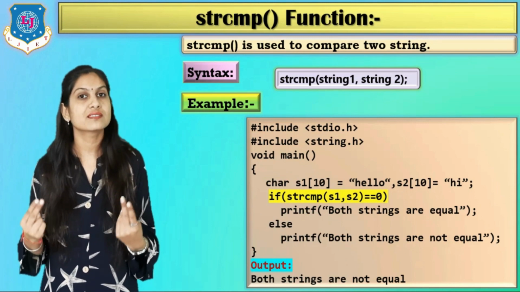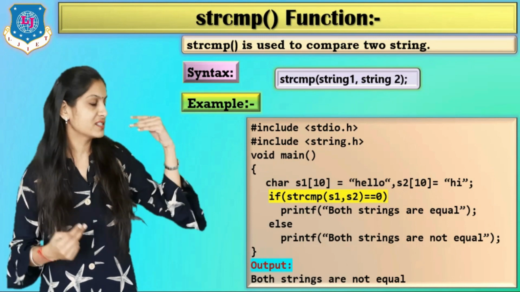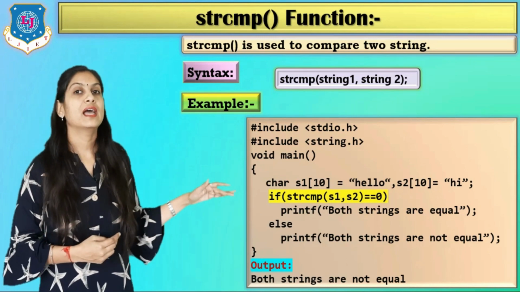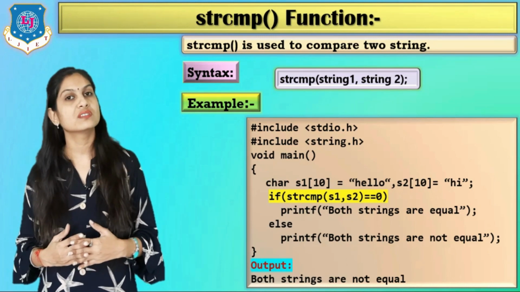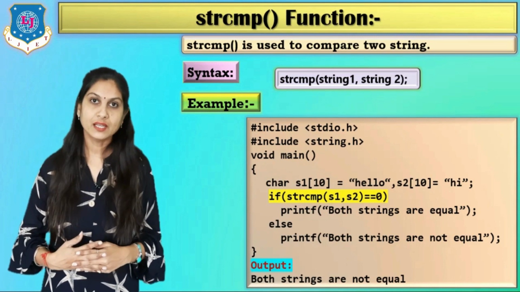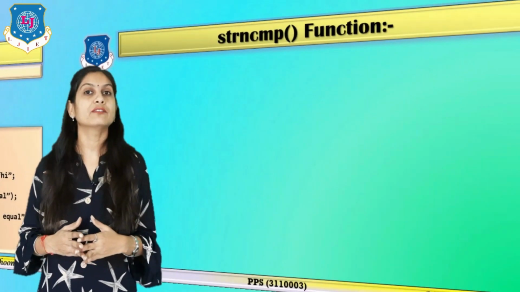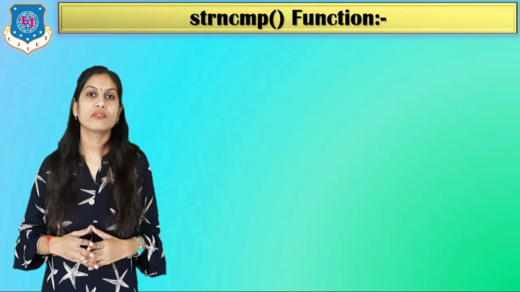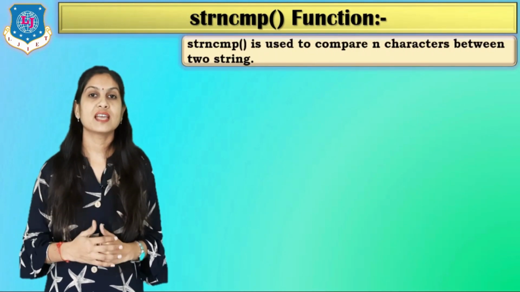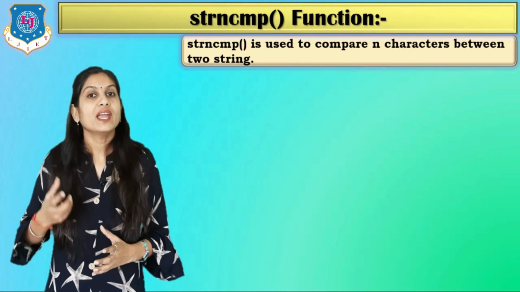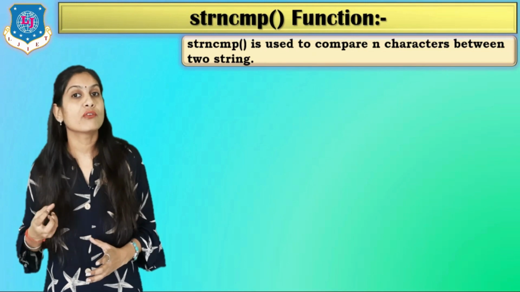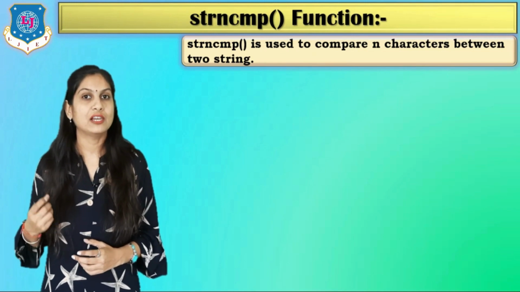So the difference is not 0 value, so directly it jumps on to the else part, and the message is just like both the strings are not same. Clear? Now move to the similar function. So what is the difference of it? It is similar to strncpy. Now it only compares number of characters that depends on a value of n.